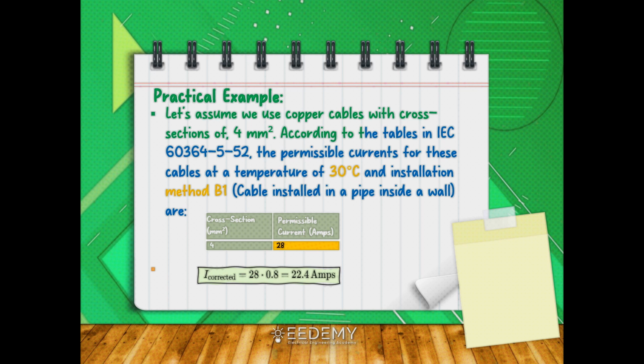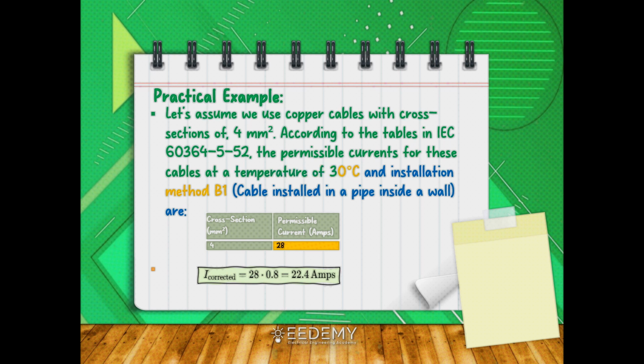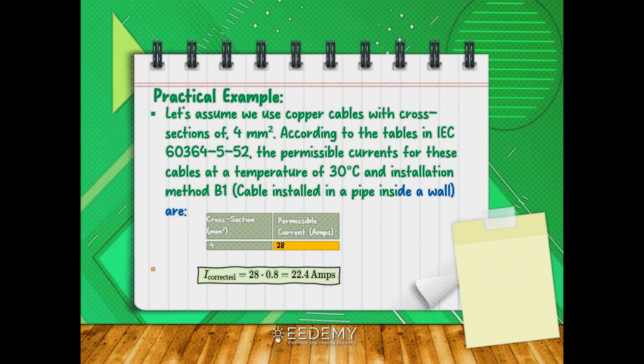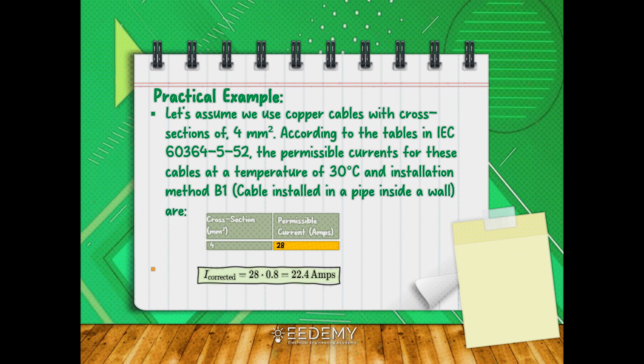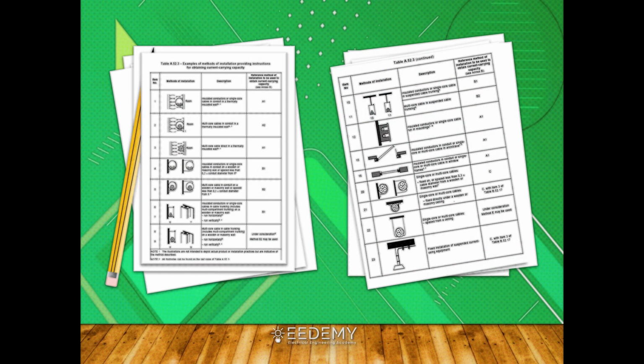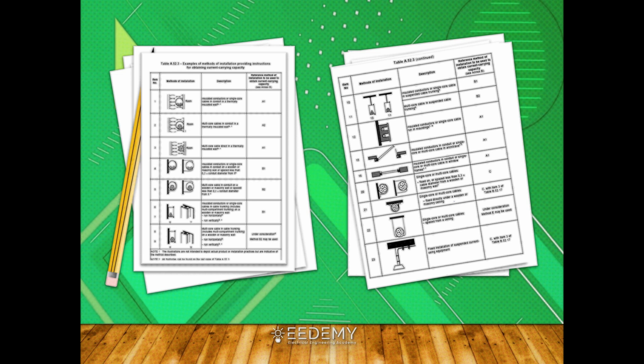Practical example, according to the tables in IEC 60364, the permissible current for a 4 mm² cable at 30 degrees Celsius with installation method C on the wall is 28 amperes. If the installation method changes to B1, cable inside a pipe within a wall, the permissible current is multiplied by the correction factor of 0.8. Corrected current equals 28 × 0.8 = 22.4 amps.